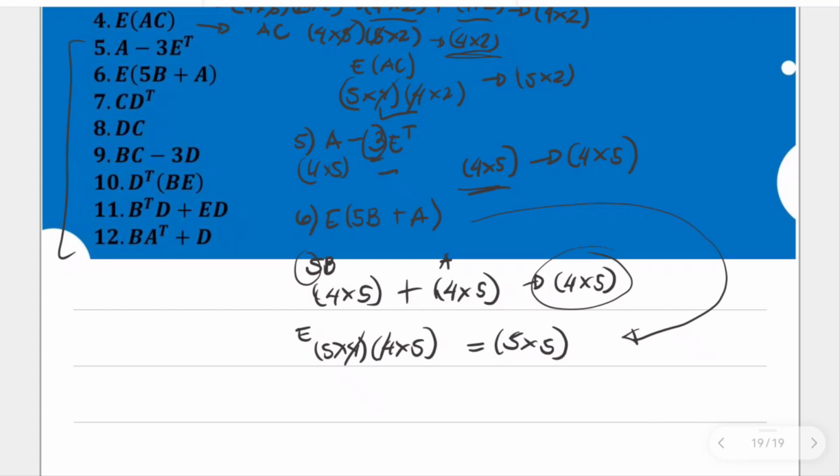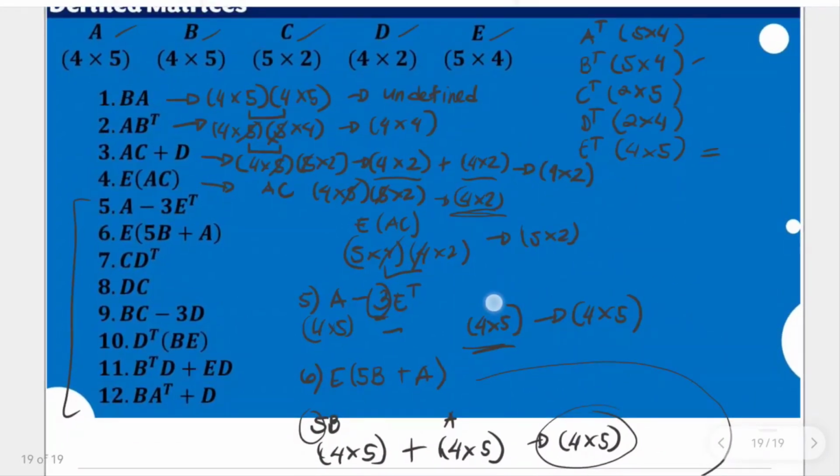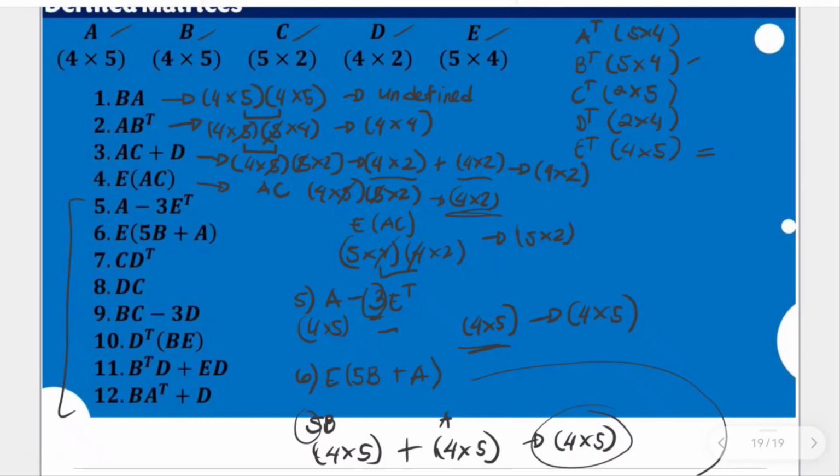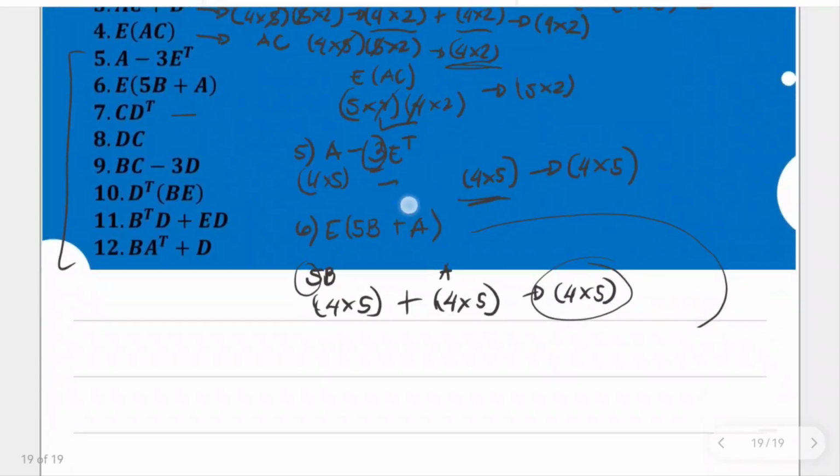And it's defined. Okay? So for the first 6, only the first item is undefined. The rest, number 2, 3, 4, 5, and 6, are all defined. Let's proceed to number 7. Number 7 is this. Okay?